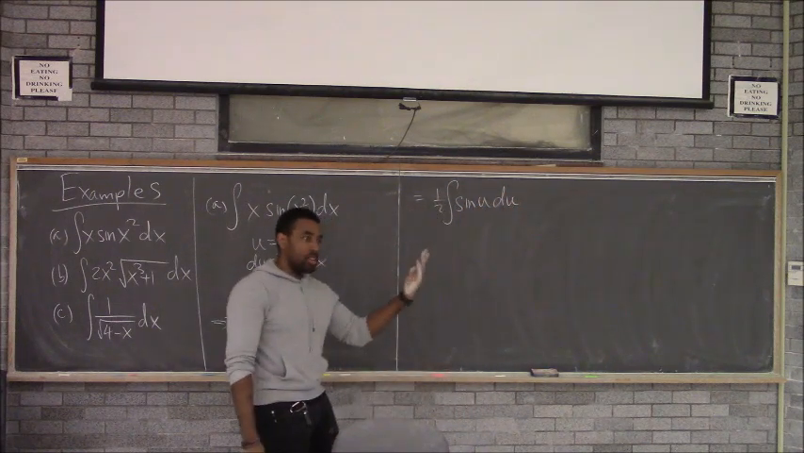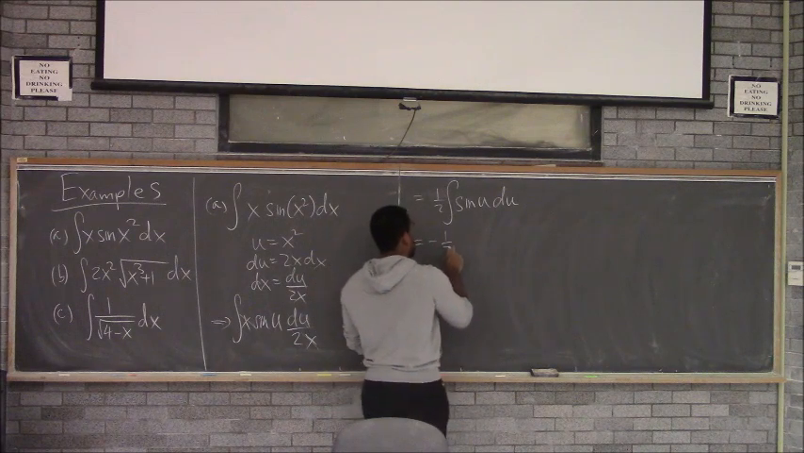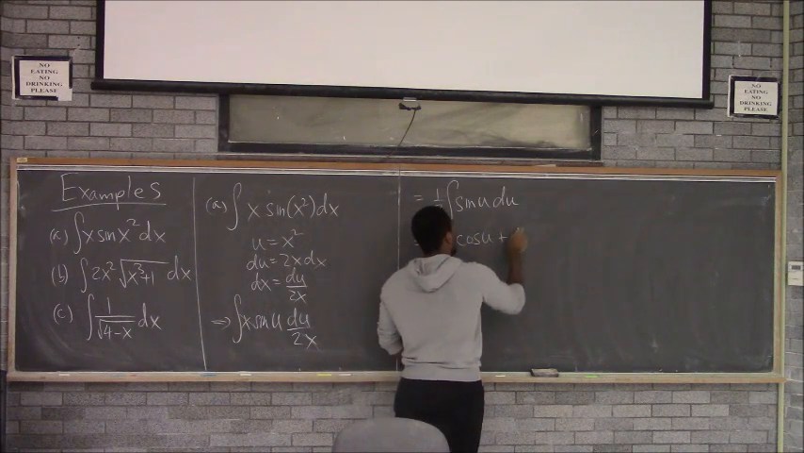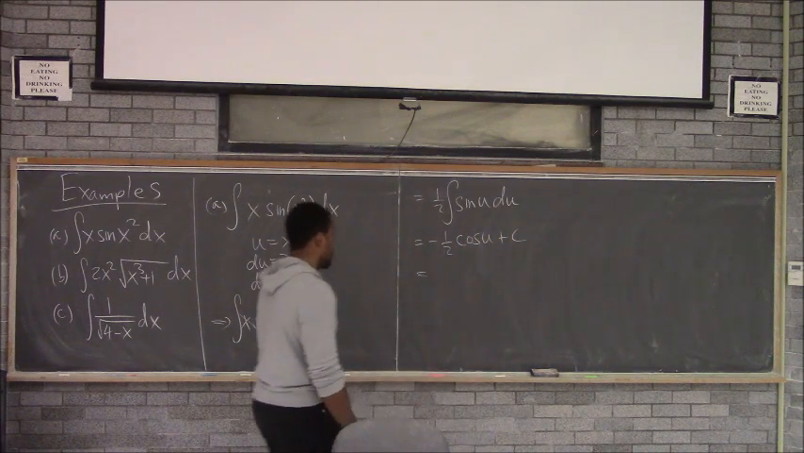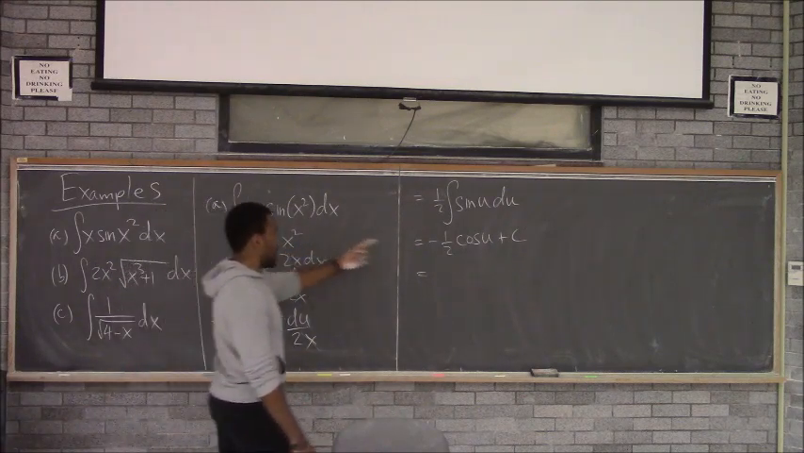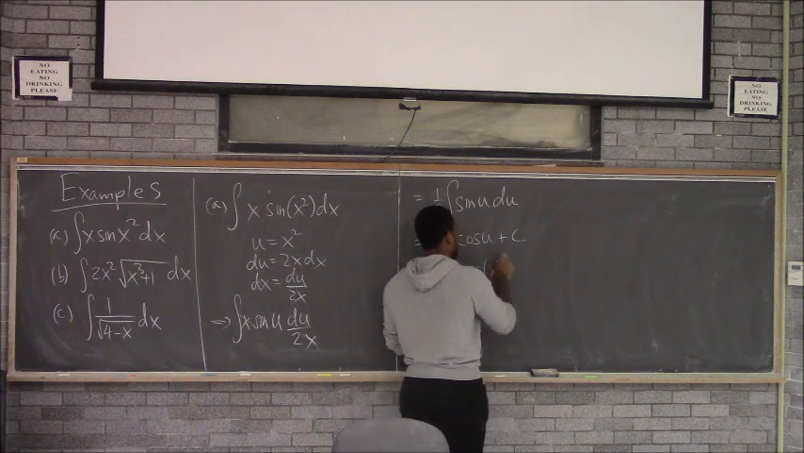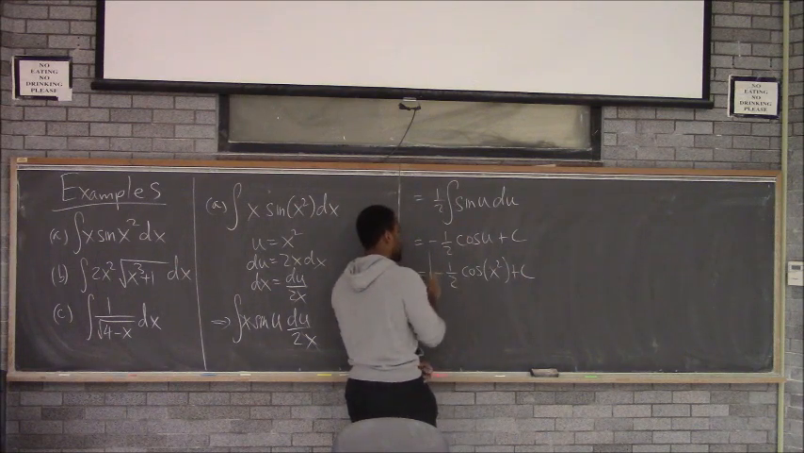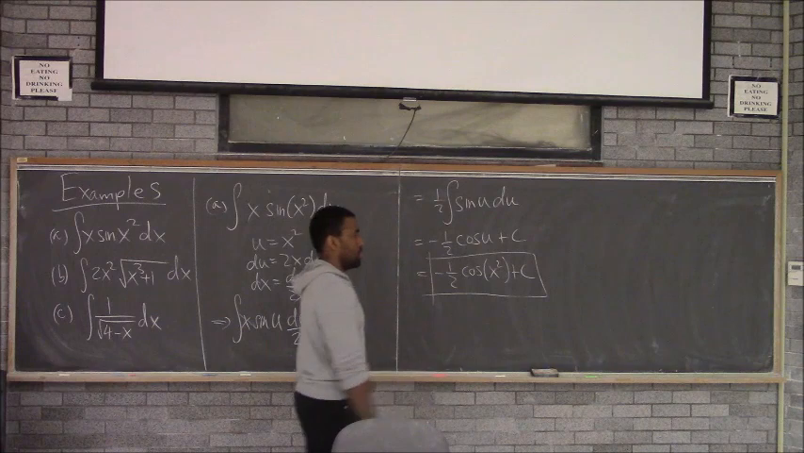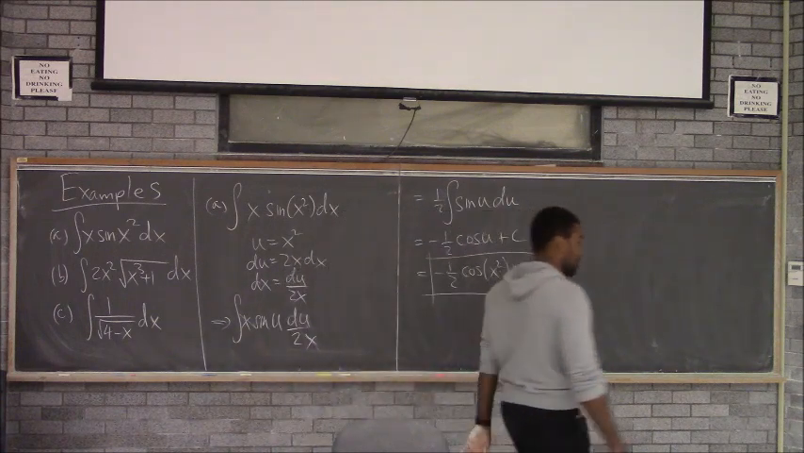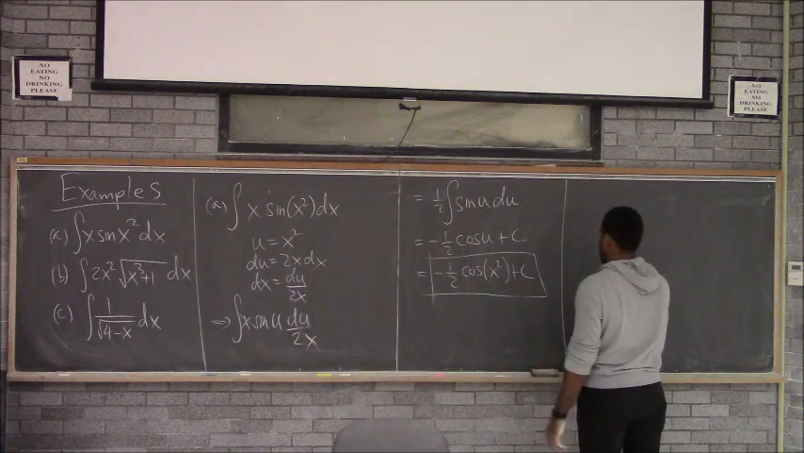And what do you know? That looks like a basic rule. The integral of that is minus cosine of u. Back substitute because that was my u. So now I'm going to put back the x squared: minus 1/2 cosine of x squared plus c. And that's your answer. And you can differentiate that. You'll see that you get the original. You'll get x sine of x squared.